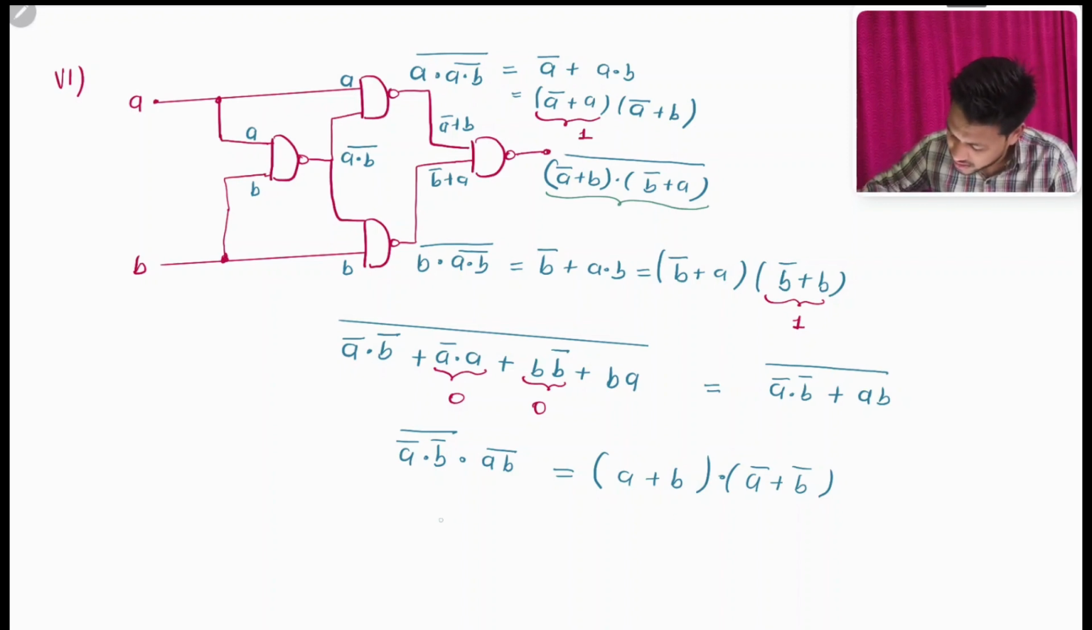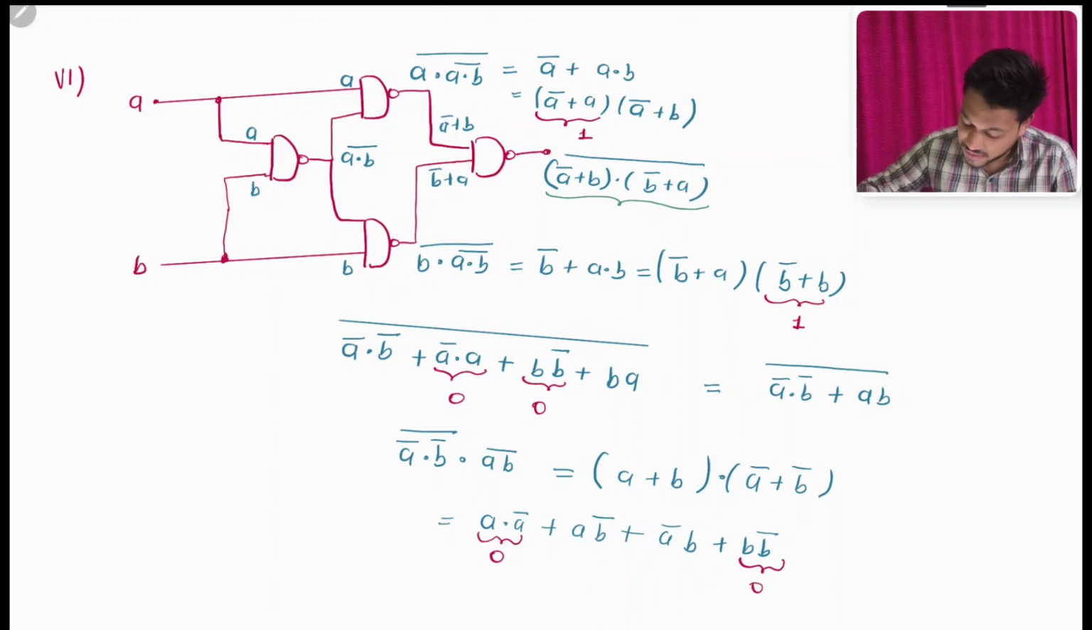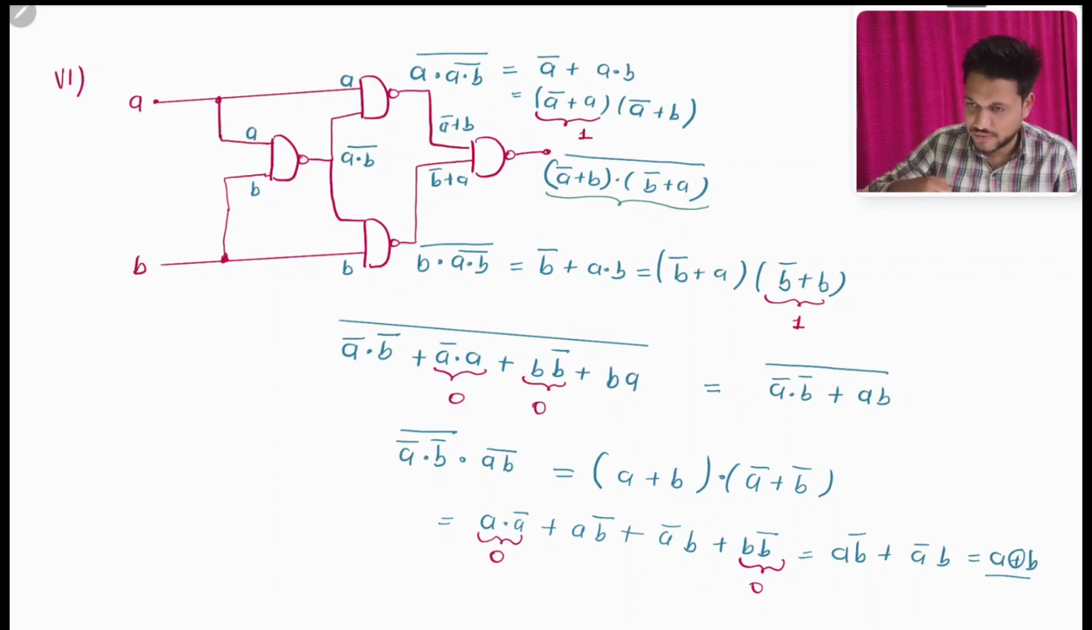Now multiply this, it will be A dot A bar plus A B bar plus A bar B plus B bar B. These two terms are going to be 0. The left part will be A B bar plus A bar B, which is A XOR B. So this gate is acting as an XOR gate, and now from XOR we can easily make XNOR by just putting one NOT gate here.